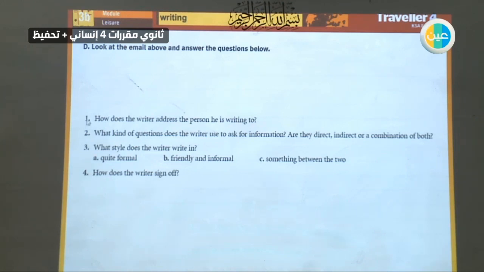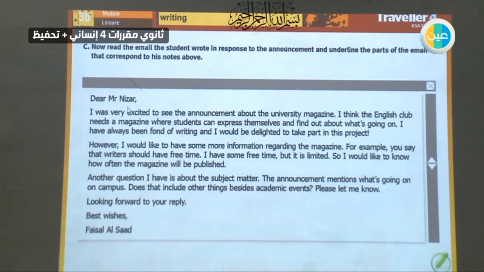We have here some questions related to the email. Number 1, how does the writer address? What does it mean here, address? It's not the title, no. How he writes before Miss, Mrs., Mr. He is writing to, sending this email to Mr. Nizar. So he writes using dear. Look back. Dear Mr. Nizar. So is this formal or informal? Actually, by using dear, it is a formal type of writing.